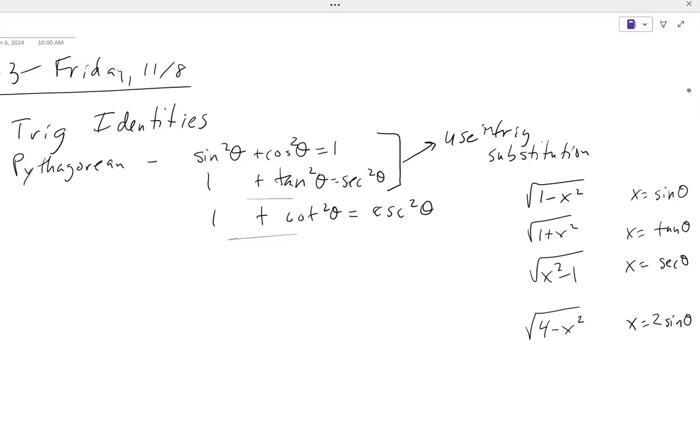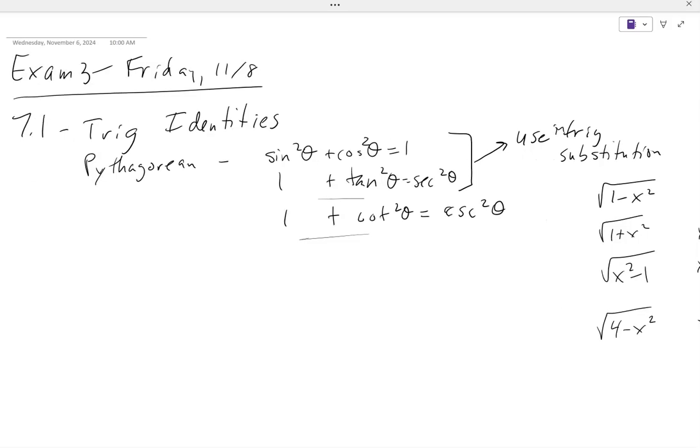What other ones did we have for different identities? We had the even odd identities. What that means is that I'll just do it for those 3. Even odd identities just talk about what you can do with the negative sign on the inside of sine, cosine, tangent, cotangent, secant, cosecant. What do you do with the negative here? Take it out in front, right? Move it to the front.